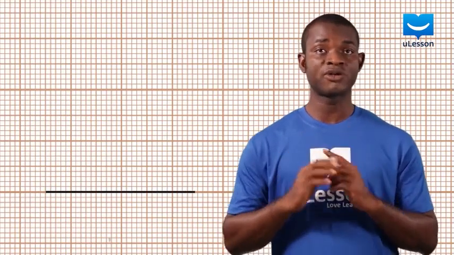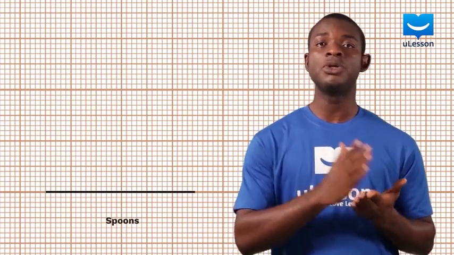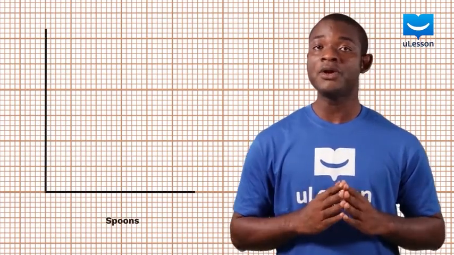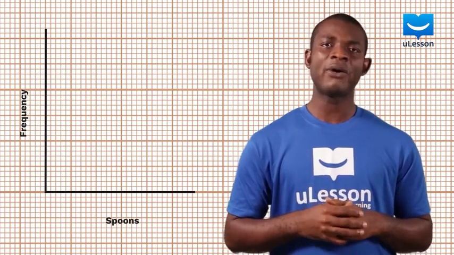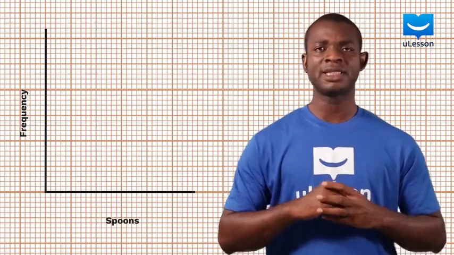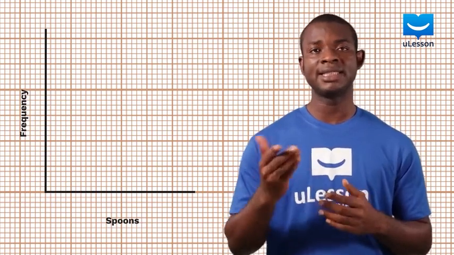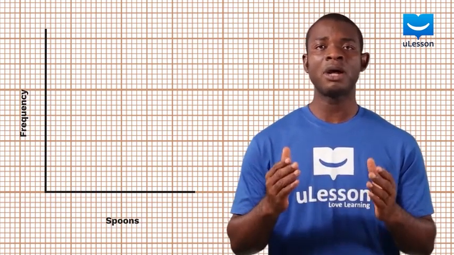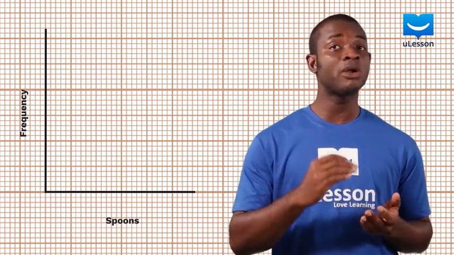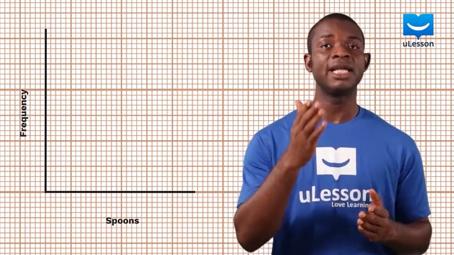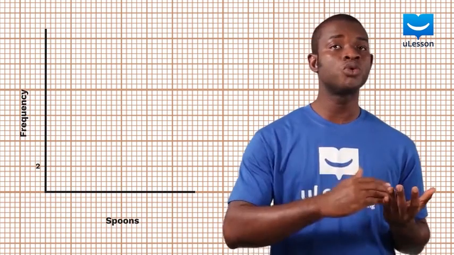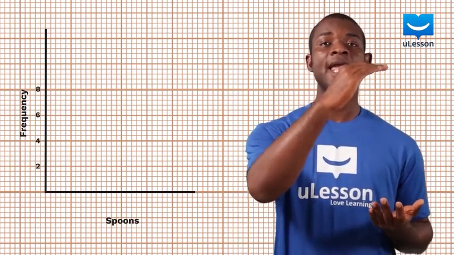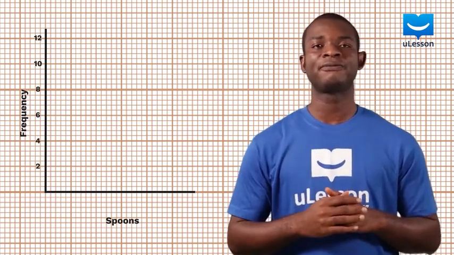So we start by drawing the horizontal line, which is for the color of spoons. Next, we draw the vertical line and number it depending on the frequencies. For our example, the lowest frequency is 7, while the highest is 10. Therefore, we count in twos to ensure we have enough space for all the frequencies in our question. Hence, the vertical line is measured 2, 4, 6, 8, 10, and 12.